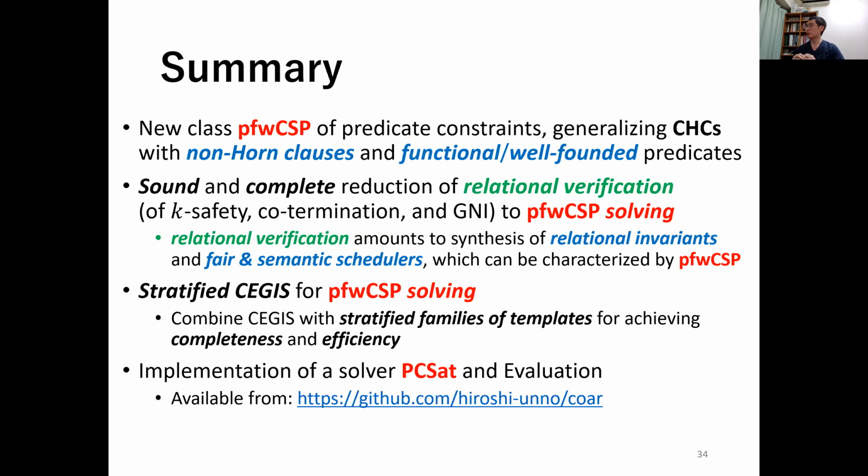Finally, we have proposed a stratified CounterExample-Guided inductive synthesis for solving pfwCSP constraints. The idea here is to combine the classic Armando 2006 CEGIS with this idea of a stratified family of templates for achieving completeness and efficiency. Finally, there is an implementation, PCSAT, that you can try. It's available from here.